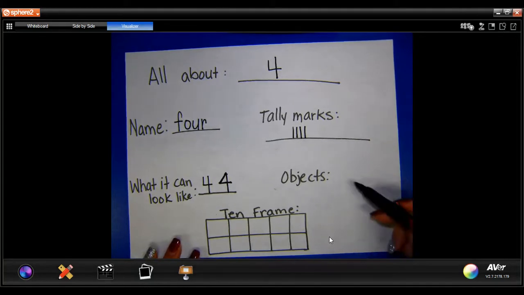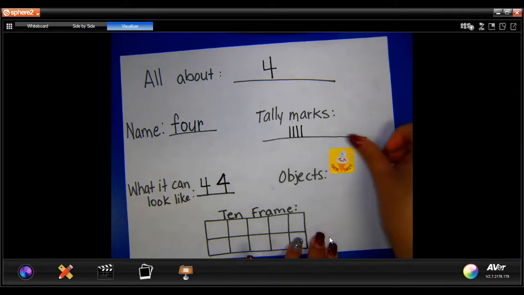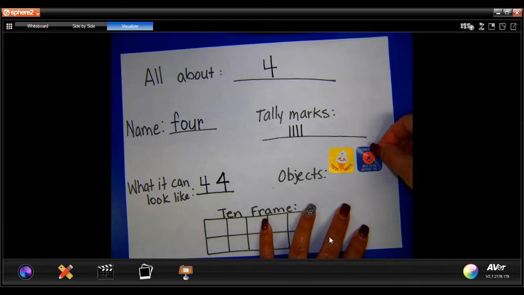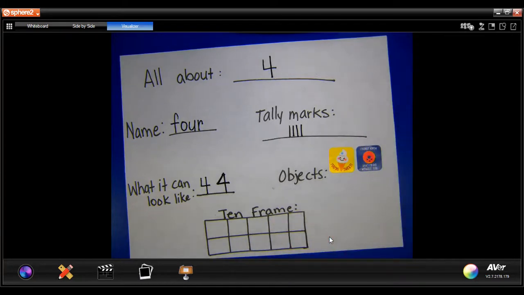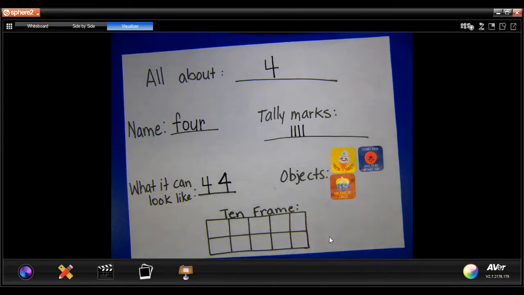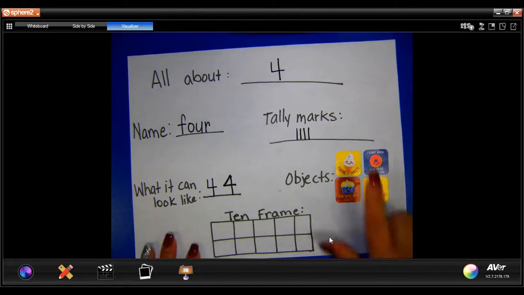Here for objects, you can either draw 4 things, or if you have stickers, you can put 4 stickers. So I have 4 stickers, so I'm going to put those. I'm going to start up here. 1, 2, 3, and 4. So you can draw 4 things here, okay?